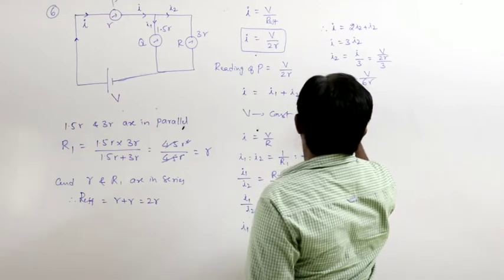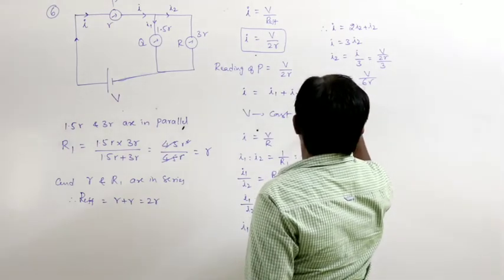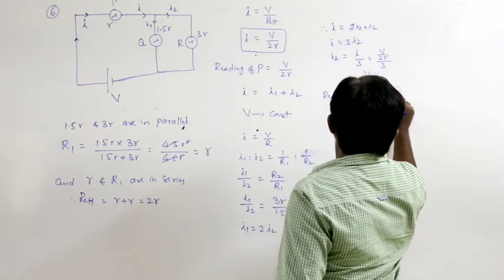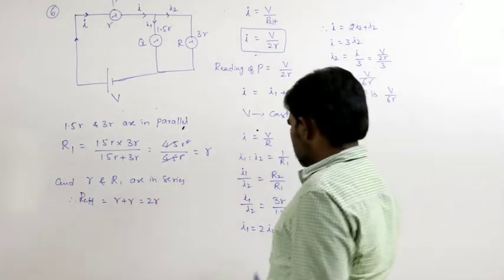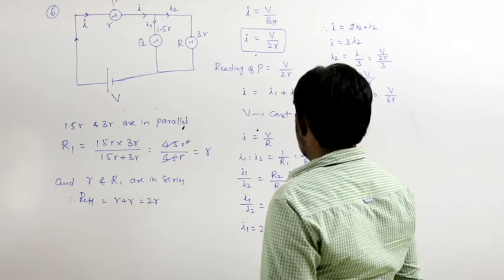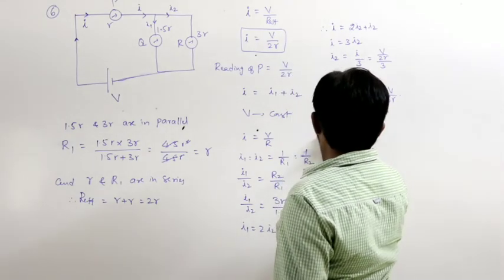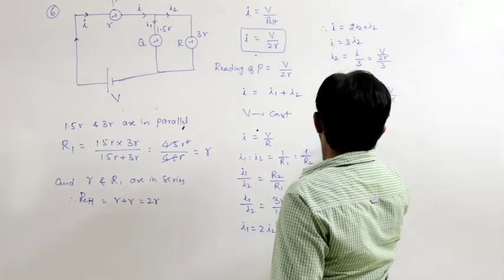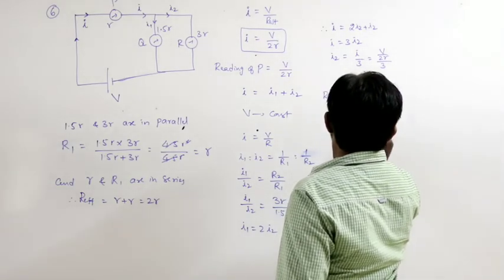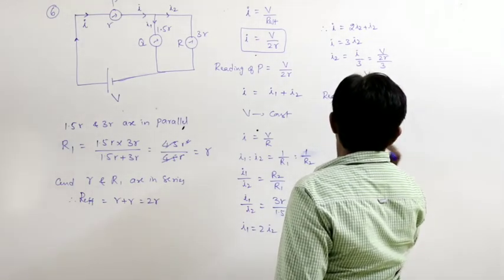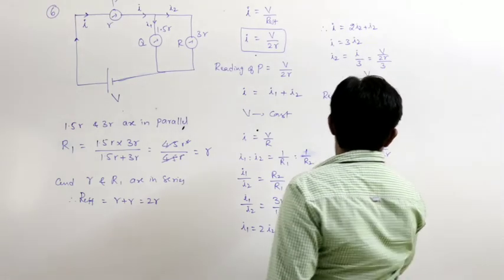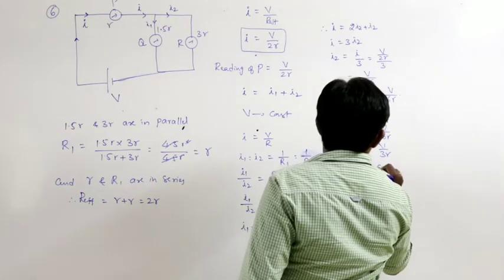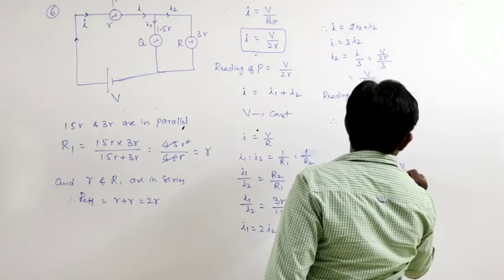What is I2? The current passes through R, so the reading of R is V by 6R. But I1 can be written as 2I2. So 2 into I2 is 2 into V by 6R, so that is V by 3R. Therefore, the reading of Q is V by 3R.